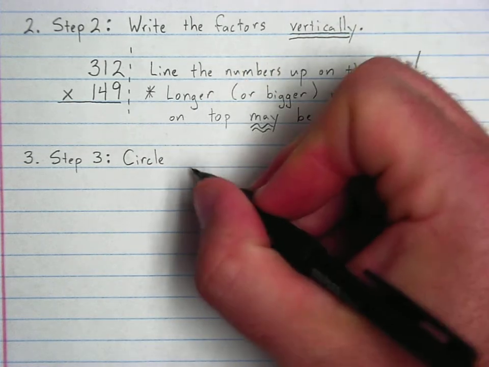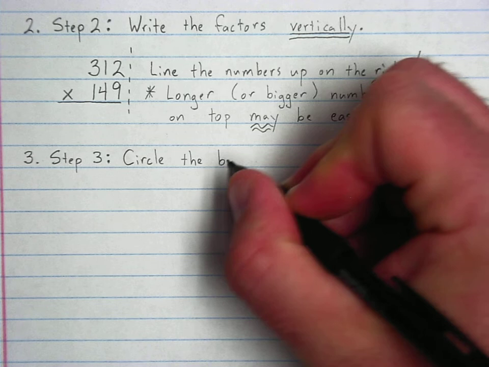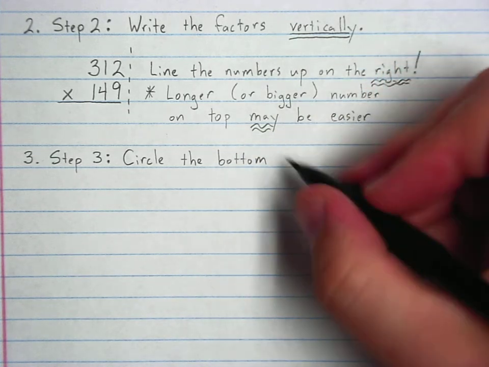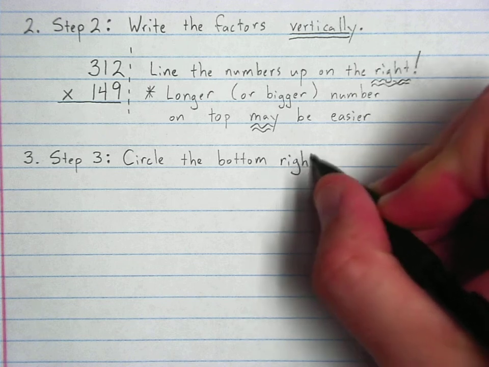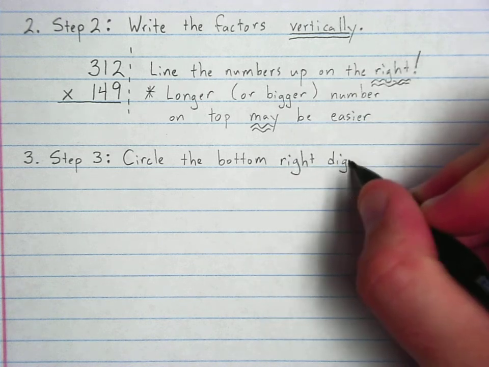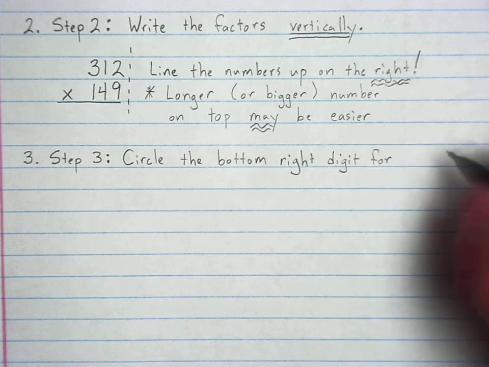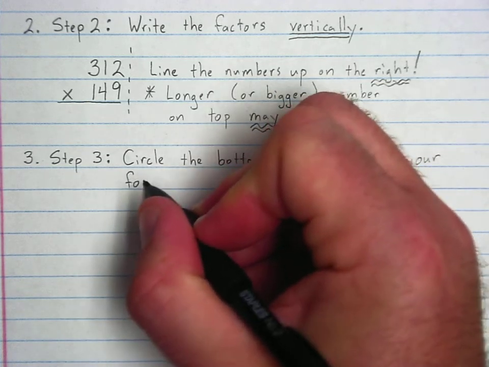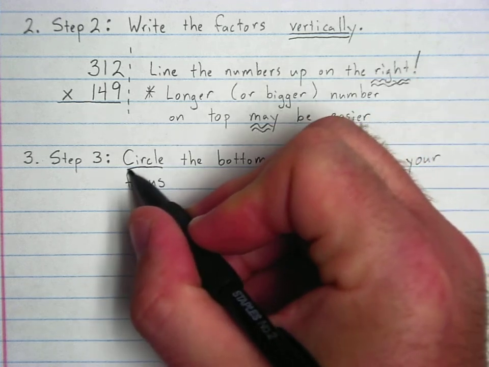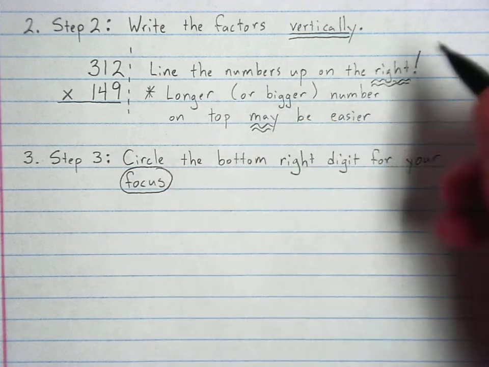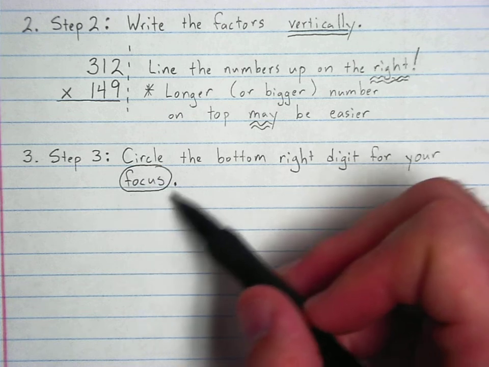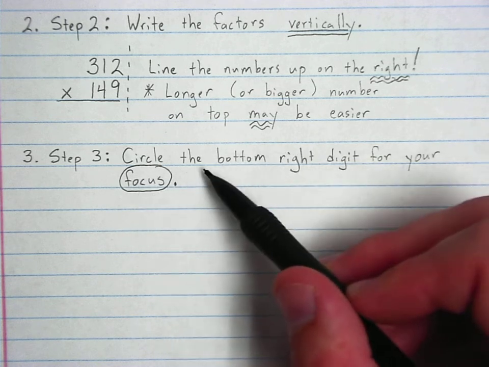Okay. Circle the bottom right digit, thank you pencil, for your, we're going to call this the focus. Now this is not necessarily a classic math term, this is just something that I use to help me and hopefully to help you. We're going to circle a digit, the bottom right digit, to be our focus.